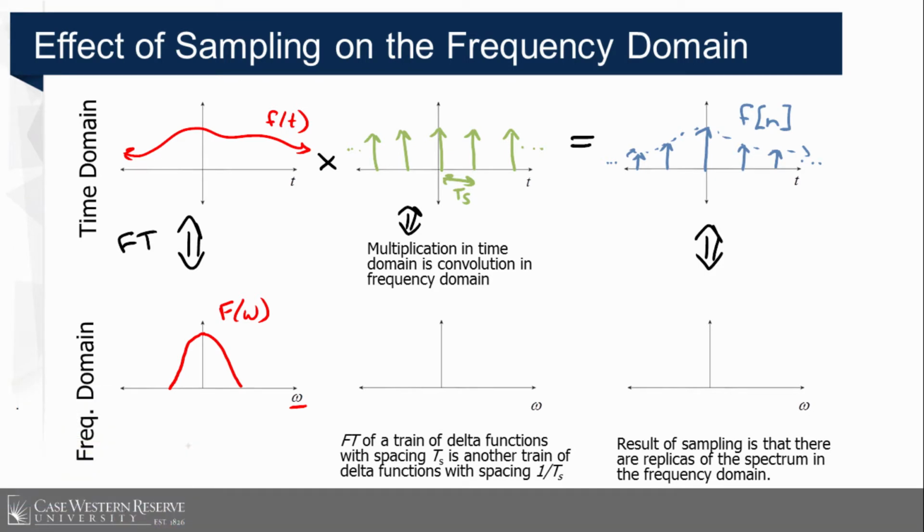So if I take the Fourier transform of my train of delta functions, the result is going to be another train of delta functions where my spacing is 1 over my sampling interval. Okay, so here I have a new train of delta functions where the spacing fs is equal to 1 over ts.